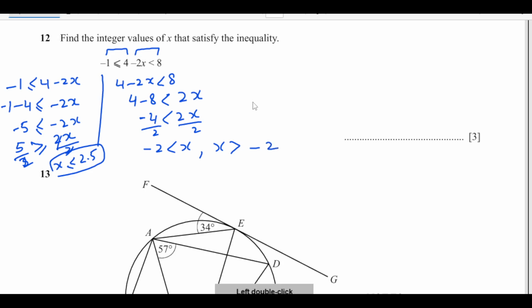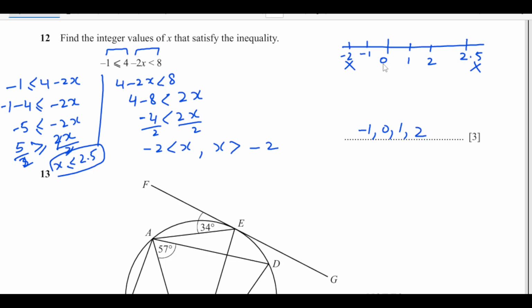So we are looking for the integer values. If this is a number line, this is 0 and this is 2.5 here, and x is greater than negative 2. This is negative 1, negative 2, greater than. You see there is no negative sign, so we will not take this value. We will start taking from here: negative 1, 0, then 1, 2, then 2.5. We are also not taking this because we are taking integers, so we can't take the decimal. So we have the values negative 1, 0, 1 and 2 only.